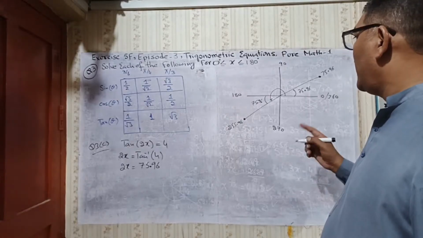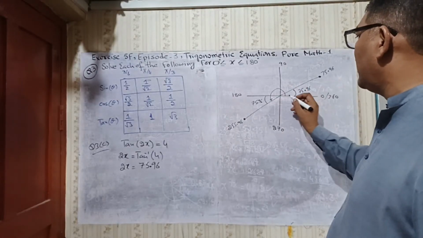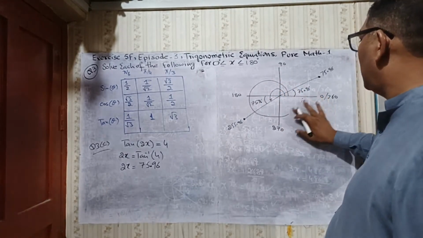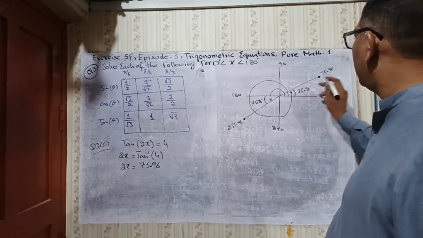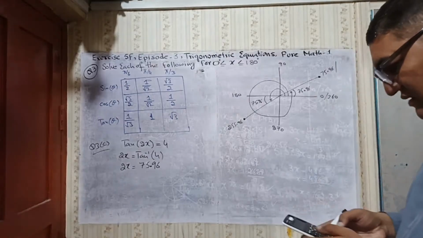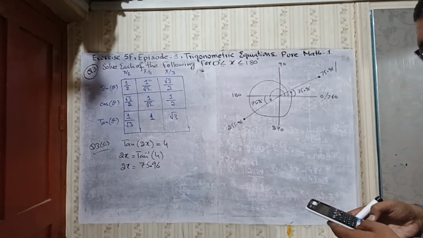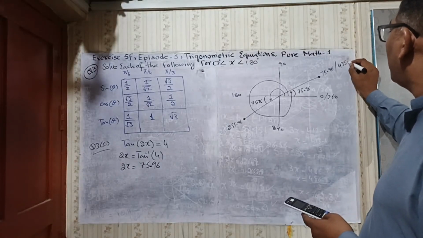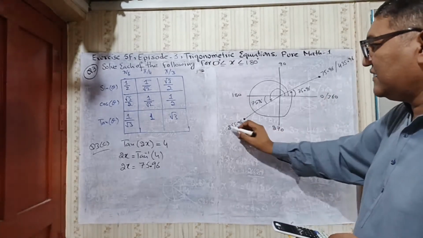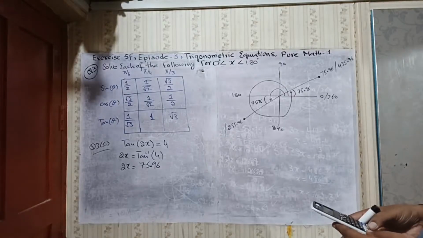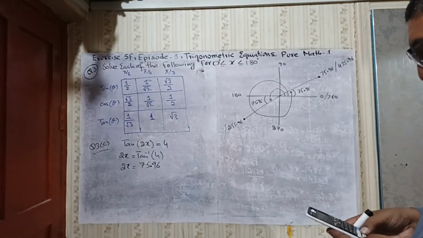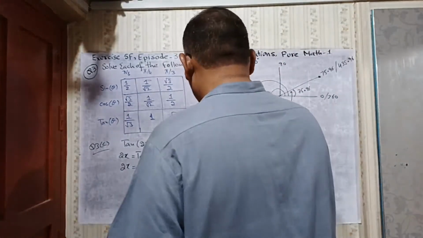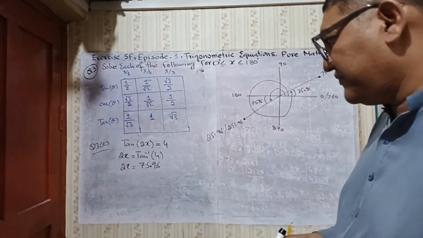So if you complete one cycle and then come to this place, here you add 360: 75.96 plus 360 will be 435.96. And if you add 360 to this angle further, 255.96 plus 360 will be 615.96. Okay. So let's try it.